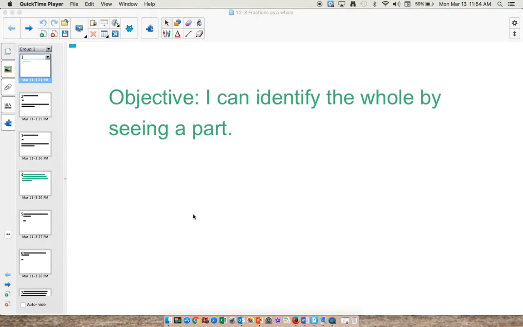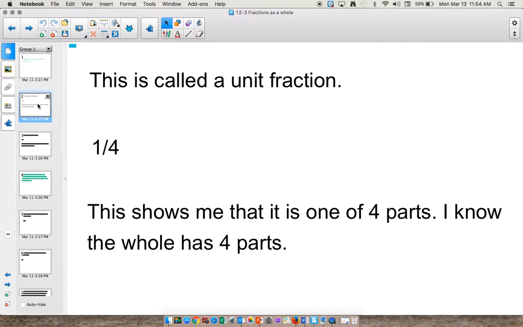Okay, guys, the objective for today's lesson is: I can identify the whole by seeing a part. By seeing one part, you know how many pieces are in the whole. You guys learned with me already that this is called a unit fraction. 1/4 is an example of a unit fraction.